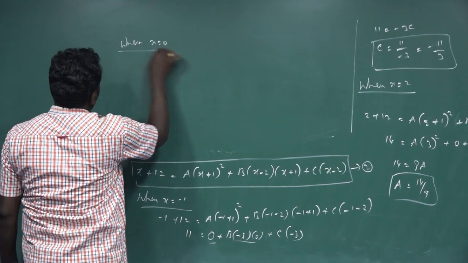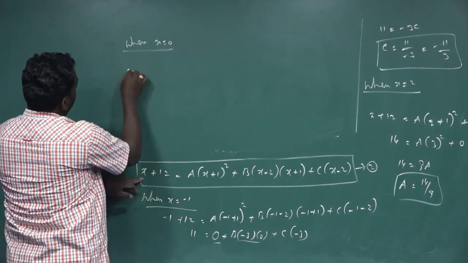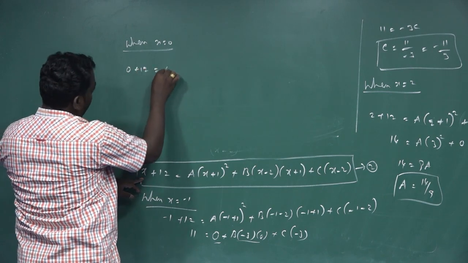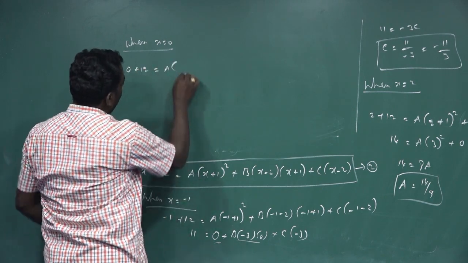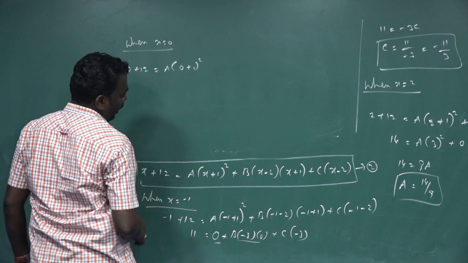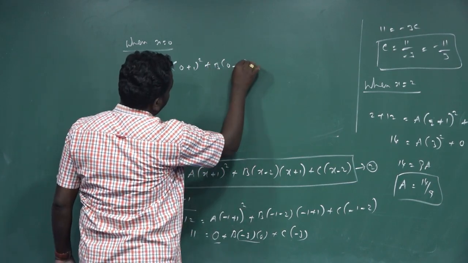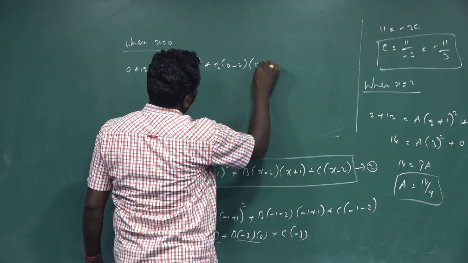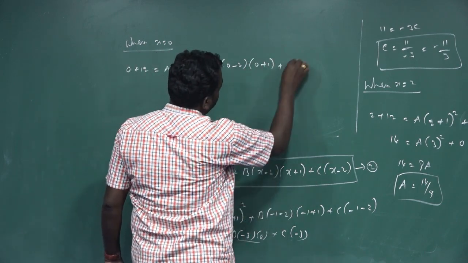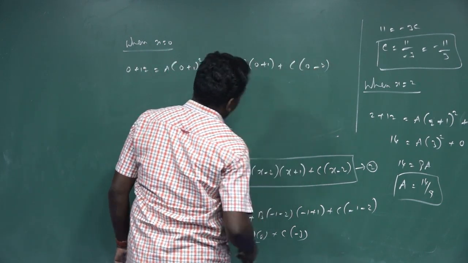Now put x equal to 0. What is the second equation? 0 plus 12 is equal to a into (0 plus 1) whole square, plus b into (0 minus 2) into (0 plus 1), plus c into (0 minus 2).